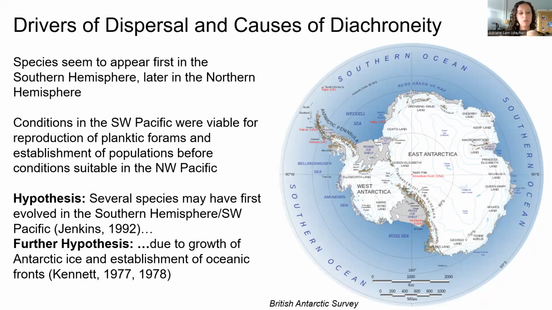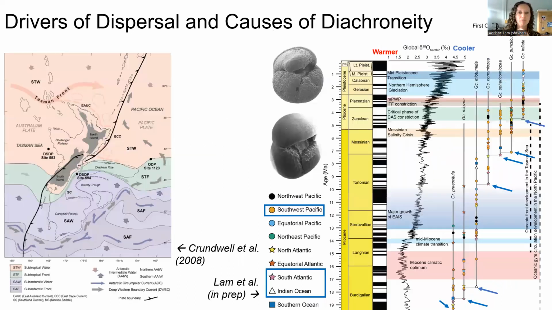And this may be due to the growth of Antarctic ice and the establishment of oceanic fronts within the southern hemisphere related to expansion of Antarctic ice. That was a hypothesis that Kennett put forth in his 1977 and 1978 papers, and this is something we pretty much agree with. On the left side of your screen is a figure from Crundwell and others in 2008. Martin does fabulous images where he shows these frontal zones and these currents around the Southwest Pacific Ocean. You can see that there's quite a lot of frontal systems here and different water masses as well, and that all developed in response to Antarctic ice and cooling of the Earth.